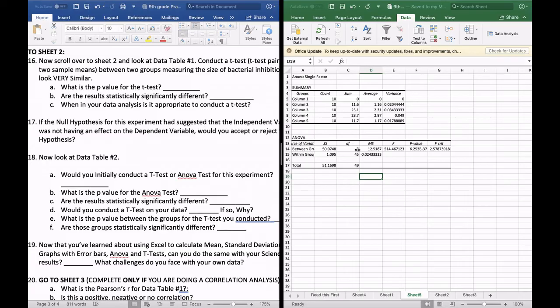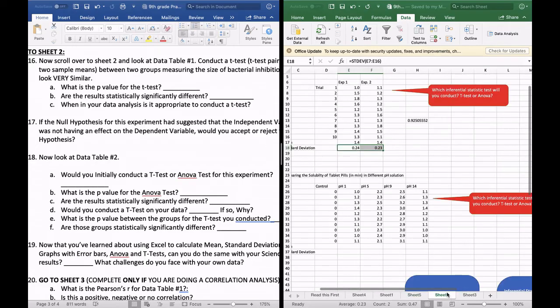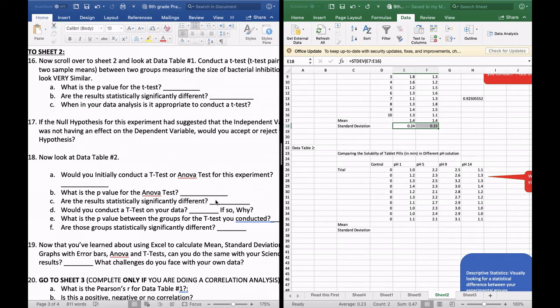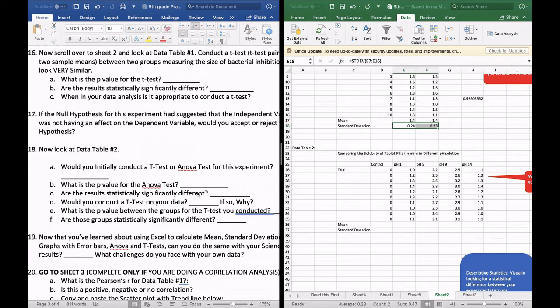And again, 4 degrees of freedom because I'm comparing 5 groups. And look at my p-value this time. My p-value is 6.2. And again, be careful here because it's not just 6.2, but it's 6.2 exponent negative 37. So that is a very, very small number. So that value is, of course, less than 0.05. So for my data table 2, all of these results are statistically different. They are statistically significant because my p-value is less than 0.05.